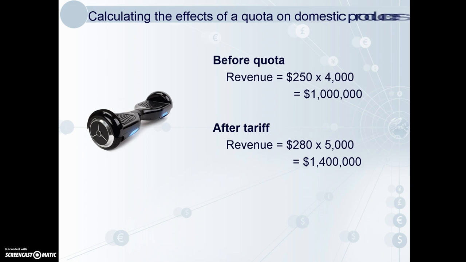Looking at producers, we see that they gain. This is what we expected. They receive a higher price and they sell a larger quantity. So in this case, their revenue increases by $400,000 due to the quota.